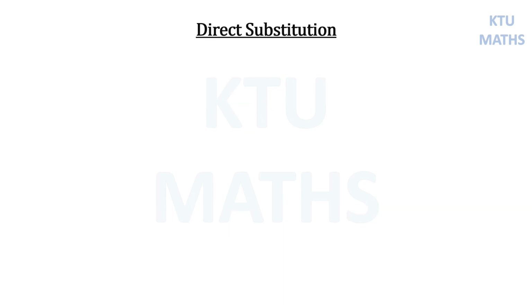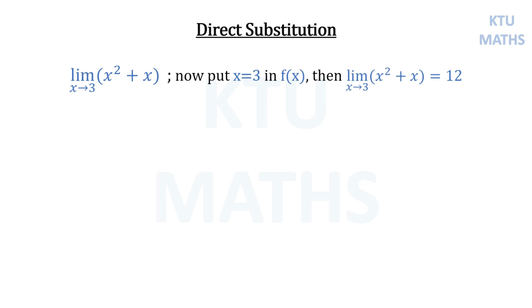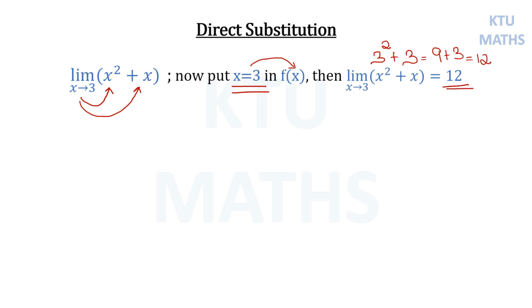The first one is direct substitution. Now let us take the function that we have looked at right now. We can put the value of x equal to 3 in f of x and find the result. Then we will get the answer 12, and I will show you how. Putting x equal to 3, x squared plus x becomes 3 squared plus 3. That will be 9 plus 3, and it will yield 12. That is how it became 12.